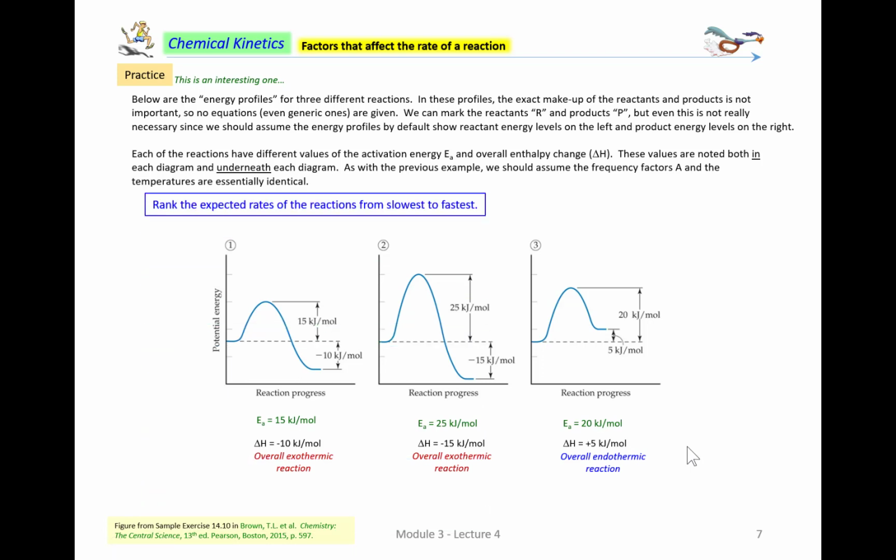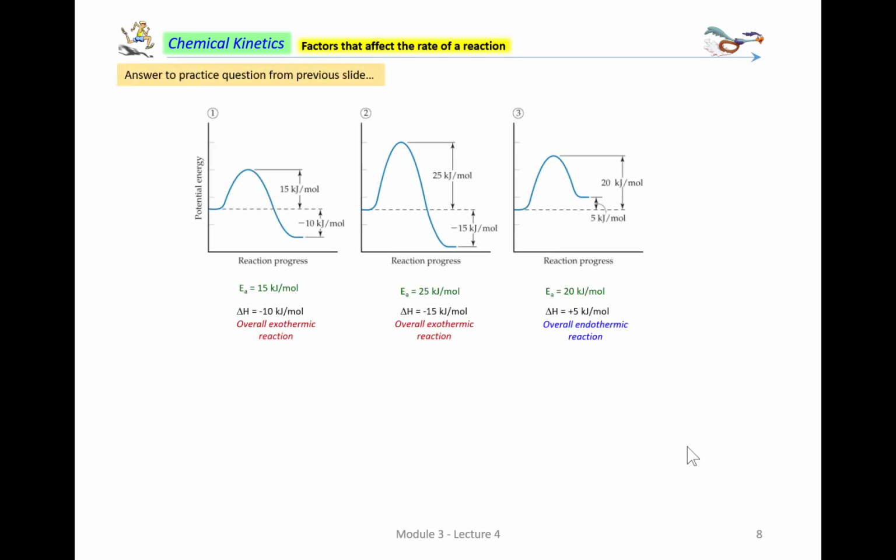So what we want to do here is rank the expected rates of the reactions from slowest to fastest. Well, here are the diagrams, here are the activation energies and delta H values that we had on the previous slide. And the expected order of the reaction rates should be that the rate of reaction 2 should be the slowest. The rate of reaction 1 should be the highest, and the rate of reaction 3 would be in between.